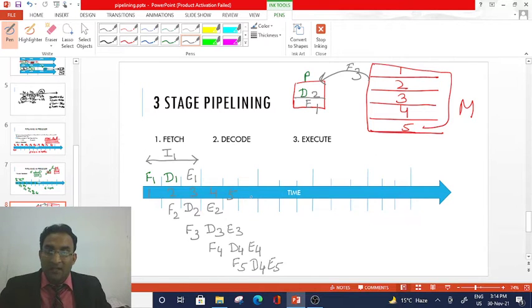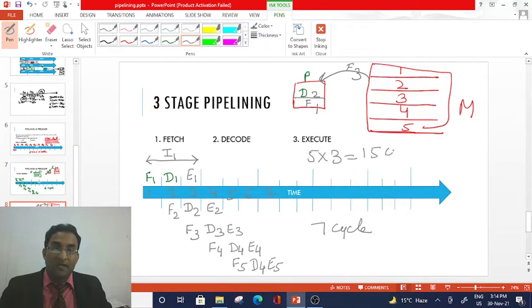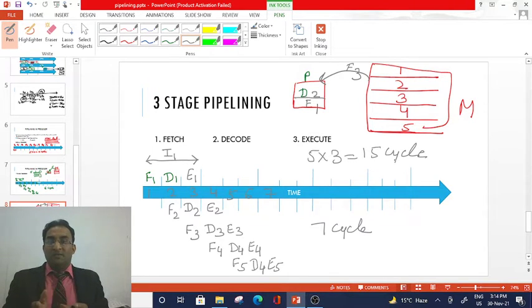As we have only 5 instructions, the last operation is the execution of the fifth instruction. So you will see that in a total of 7 cycles, the whole operation is completed, in comparison to the normal processor, which has taken 5 into 3, that is 15 cycles. That means we have saved 8 cycles. As we increase the number of stages, the savings will be larger and the speed of the processor increases in this way. This is called the concept of pipeline.